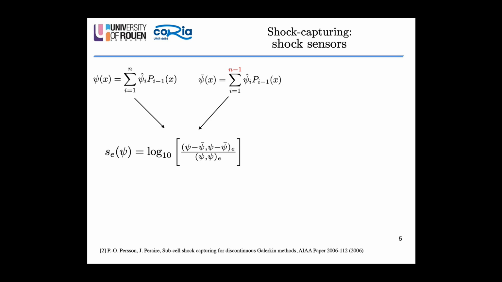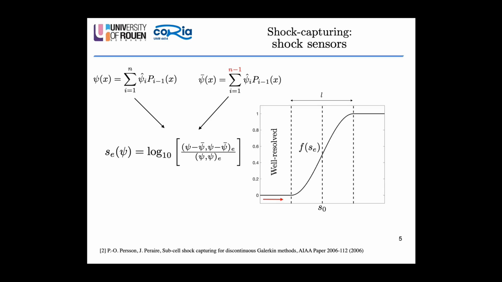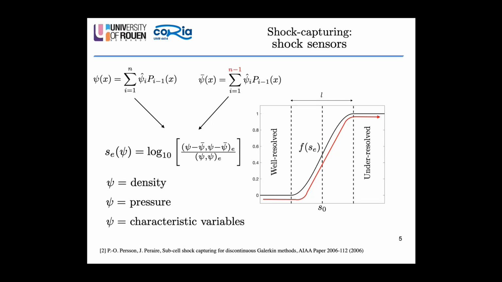Then, using this scalar quantity, you can define an activation function varying between 0 and 1 to smoothly distinguish well-resolved from under-resolved features of the flow field. Of course, the signal C needs to be somehow connected to the compressibility levels. The usual classical choices are density, pressure, or a combination of characteristic variables. The second part is essentially shock regularization.